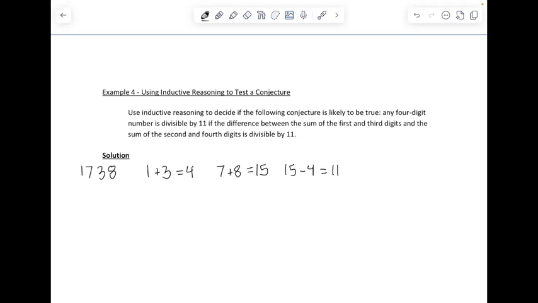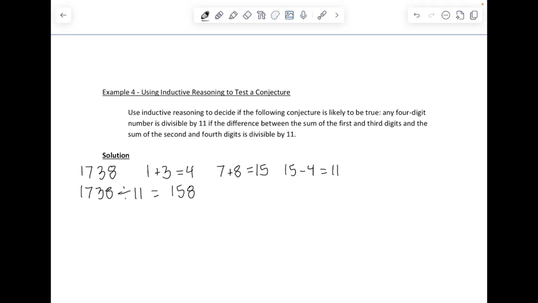So if the conjecture is true, the original number should also be divisible by 11. Okay? So the original number is 1,738. If I divide that by 11, you can use a calculator here to make your work a little bit easier if you want to. I get 158. No remainder. So this specific case does indeed support our conjecture.